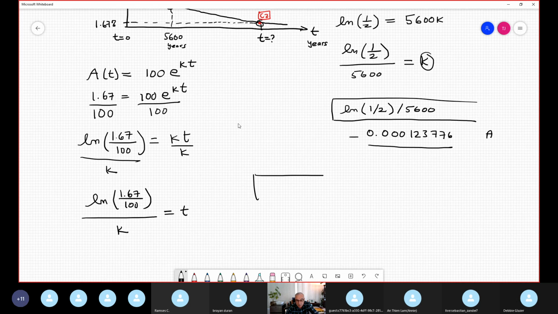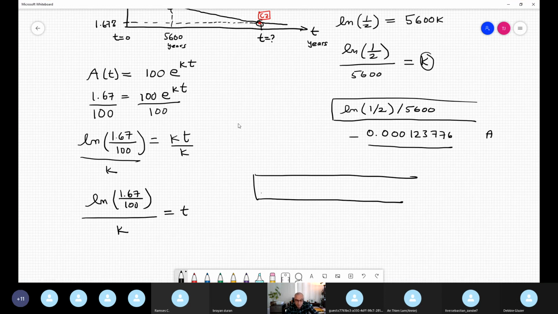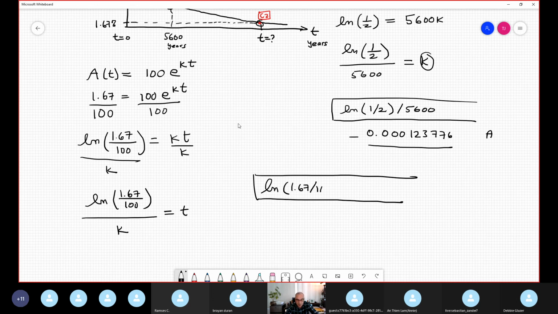How do you put this in the calculator? Clear the display. You put natural logarithm, ln. Inside the parentheses you put 1.67 divided by 100. Close the parentheses. Divided by K. But K in our calculator is A, because I stored it in memory A. Divided by A. So press the memory bar, I select A, and you press enter. Boom. I get the answer.